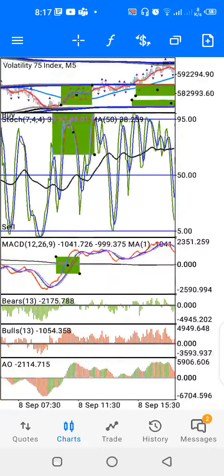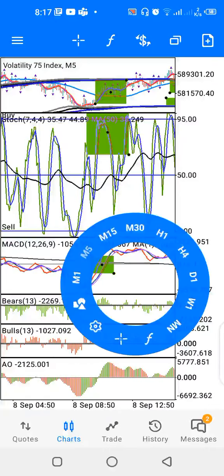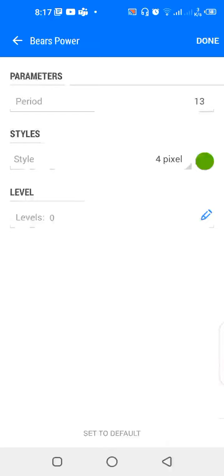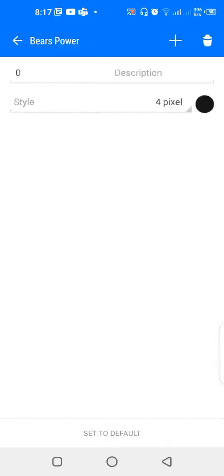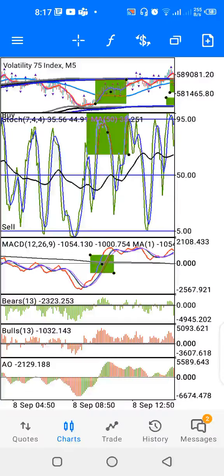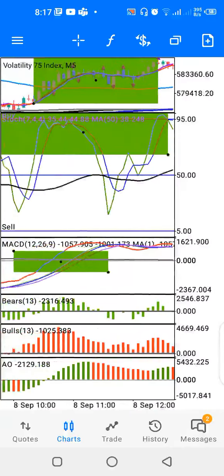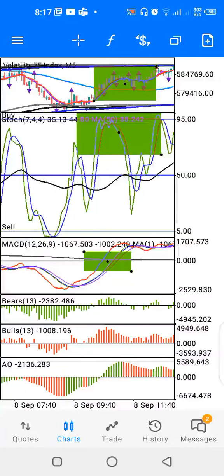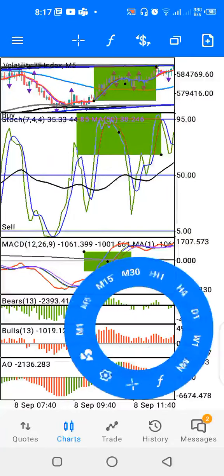Let's go to indicator window 3. Let's look at the parameters. It's just one indicator, BS power. The period is 13, color is green, level is 0. Okay. So BS power at the point of buying, okay. At the point of buying, BS power is relevant only at the point of buying.